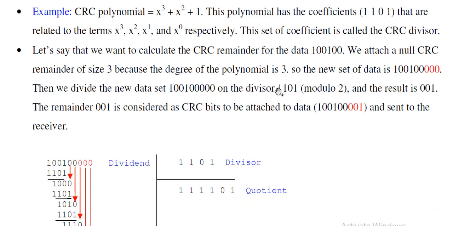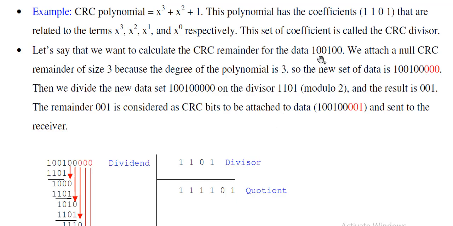So the idea is, if we have data to calculate its CRC, let's say here we have 1 0 0 1 0 0. Now we need to do a division based on the divisor, which is the chosen polynomial. We take only its coefficients based on the degree. So here we have degree 3 and degree 2. Degree 1 is absent, so we have 0, and degree 0, which is 1. So this series of bits represents this polynomial, and we put it as a divisor.